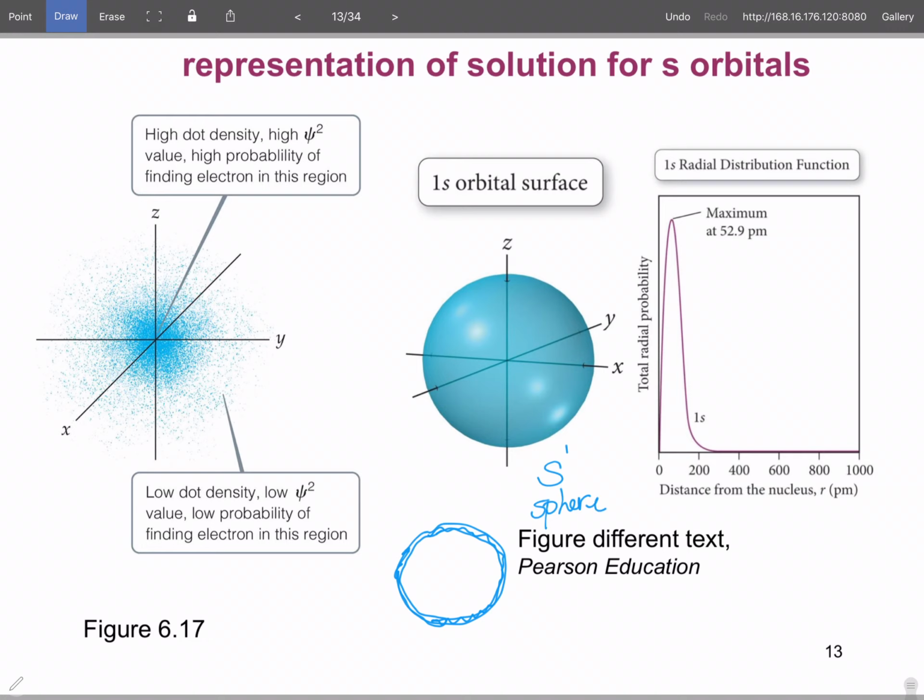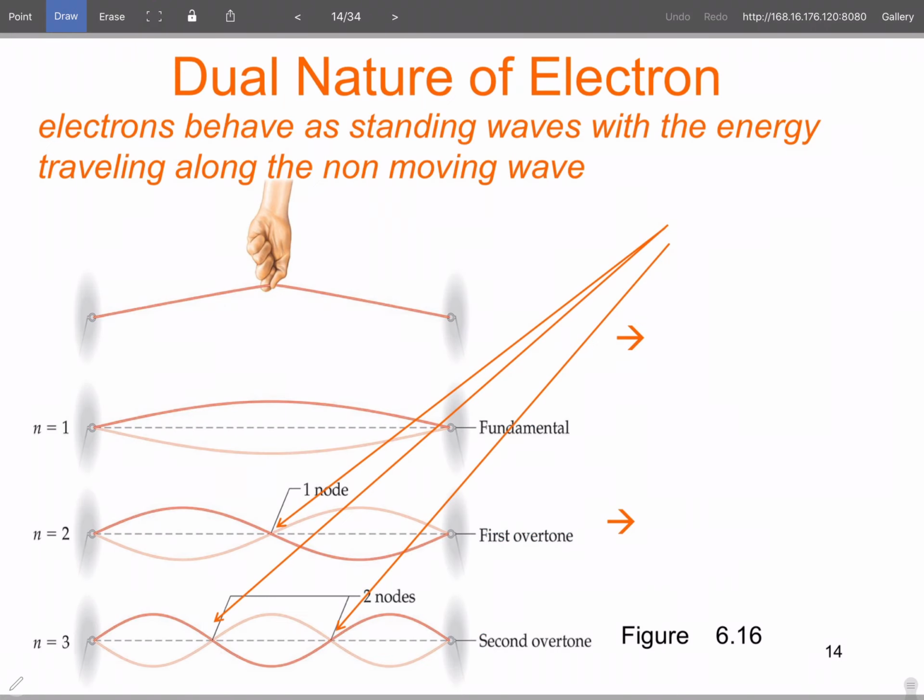So what we look at is the distance from the nucleus. So here's your nucleus. You get an area where you have high probability and then it's low probability. So you go out and then it's like, oh, there's an electron. Okay? So that's an s orbital.